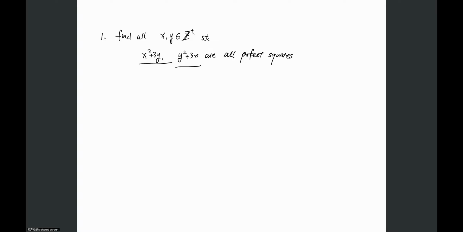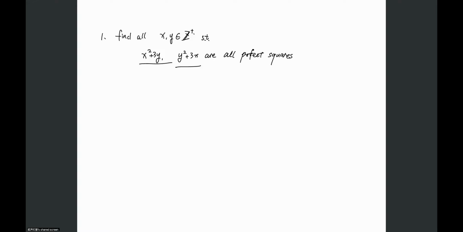The first is: find all positive integers x, y such that x squared plus 3y and y squared plus 3x are all perfect squares. This is a totally new question for me, and I need to solve it on this video. You can pause it and try to think by yourself and check whether we are doing the same thing.